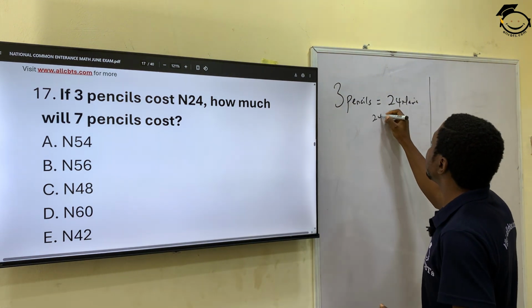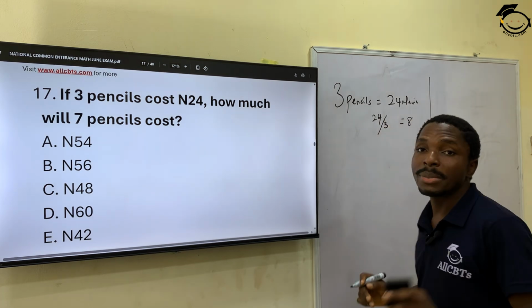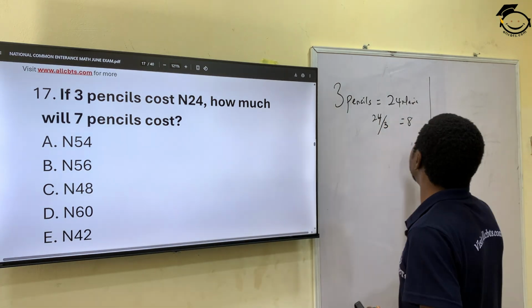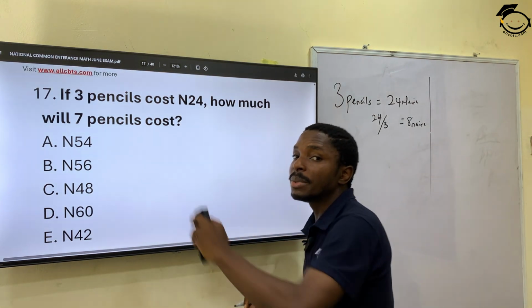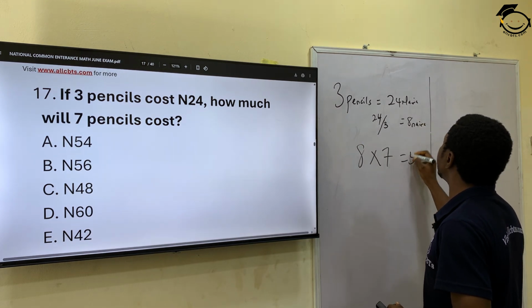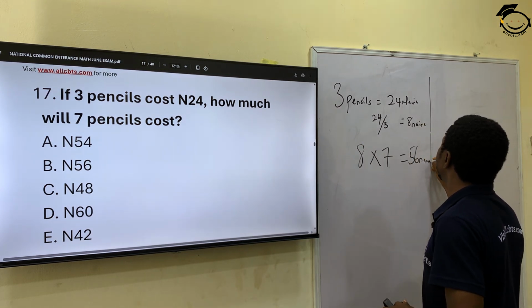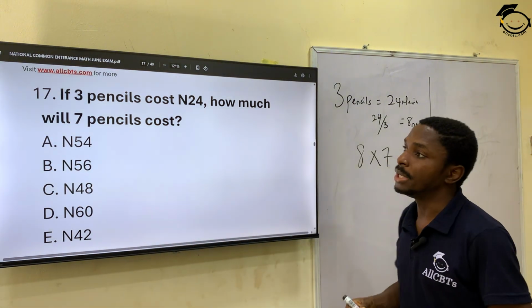And when you divide 24 by 3, you will have 8. So 1 pencil costs 8 naira. So now that we know the cost of 1 pencil, how much will 7 pencils cost? That will be 8 times 7, which will be 56 naira. Correct. So the correct option is option A.